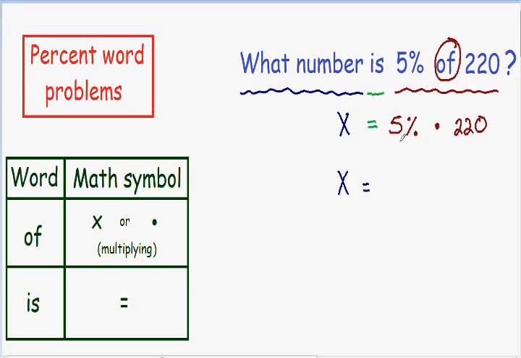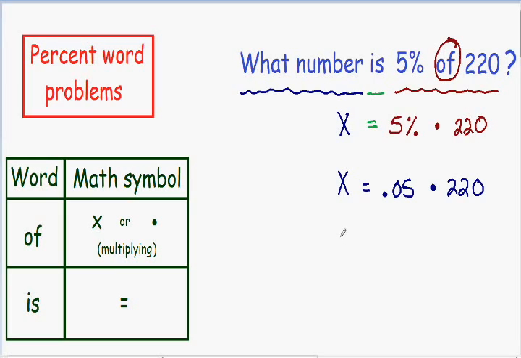Whenever you change a percentage into a decimal, you need to move the decimal point 2 units to the left. So if we move the point 2 units to the left, 5 becomes 0.05. And once again, this is being multiplied by 220.